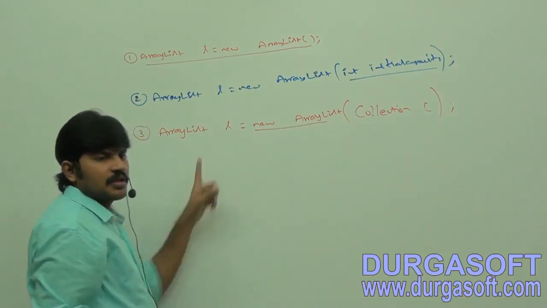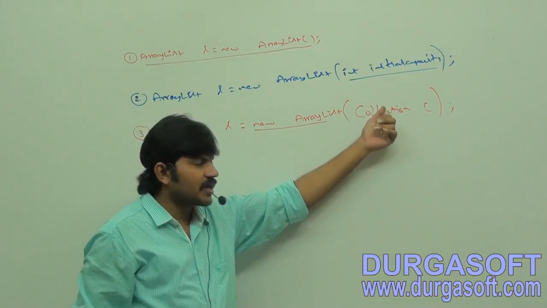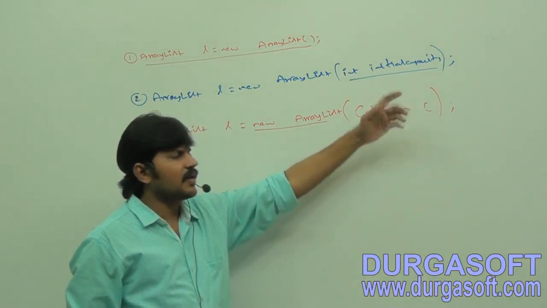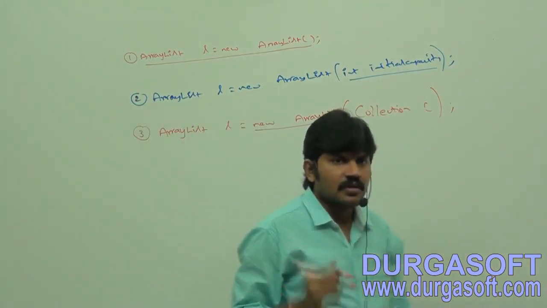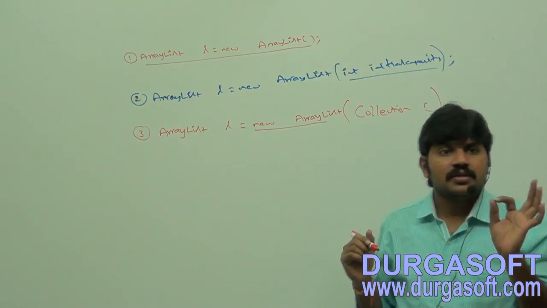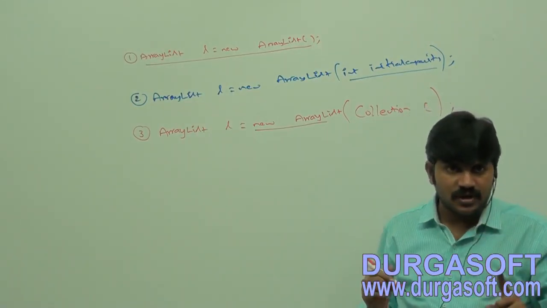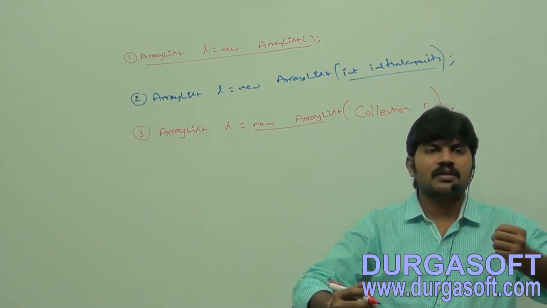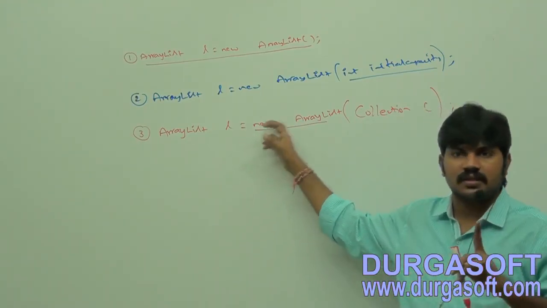Are you able to understand? It creates an equivalent array list object for the given collection. It may be Vector, HashSet, LinkedList, Stack, anything. For any collection, if you want to create an equivalent array list object, we have to use this constructor. This constructor is meant for inter-conversion between collection objects. If I want to convert from one collection to another collection, then we should go for this constructor.